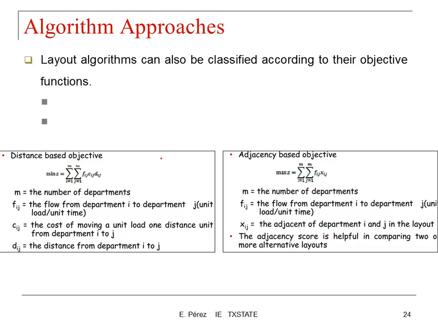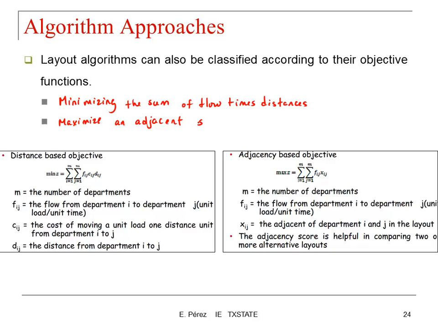So we can classify layout algorithms according to their objective function. Some of them will minimize the sum of flow times distances, and some of them will maximize an adjacent score.